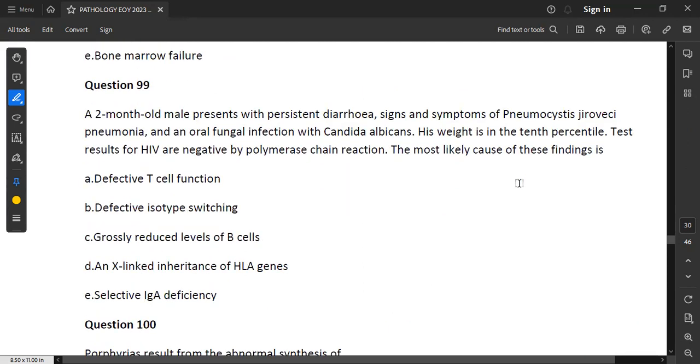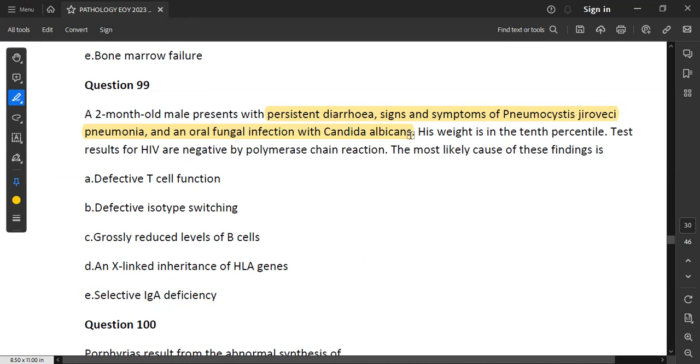A 2-month-old male presents with persistent diarrhea, signs and symptoms of Pneumocystis jirovecii pneumonia, and an oral fungal infection with Candida albicans. His weight is in the 10th percentile. Test results for HIV are negative by PCR. The most likely cause of these findings is... so we need to highlight the most important things. There's diarrhea, signs of infection from Pneumocystis, and Candida albicans infection, fungal infections.